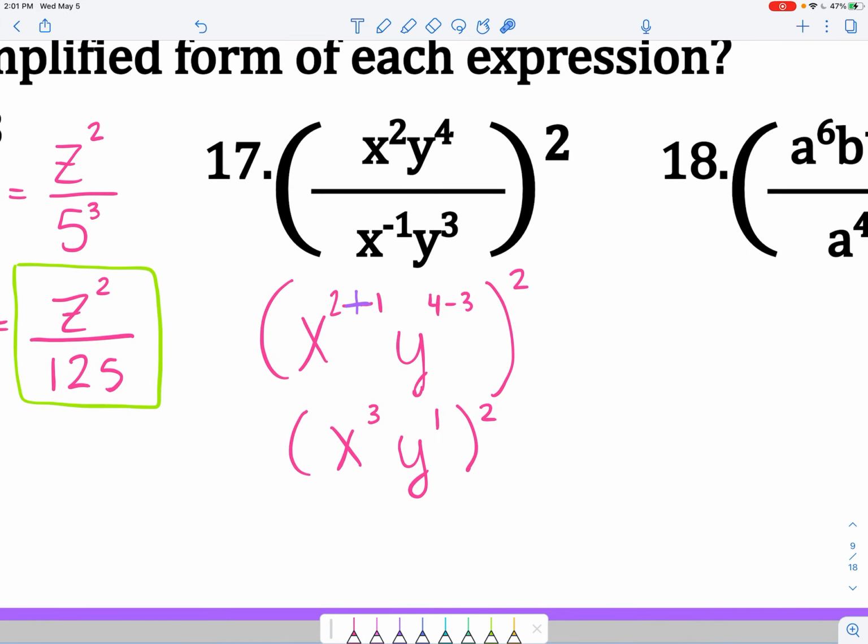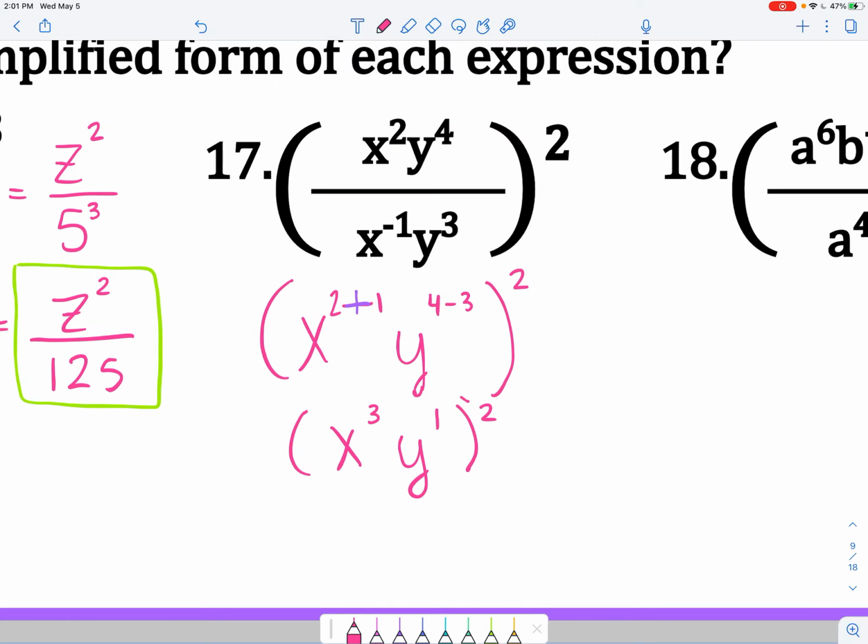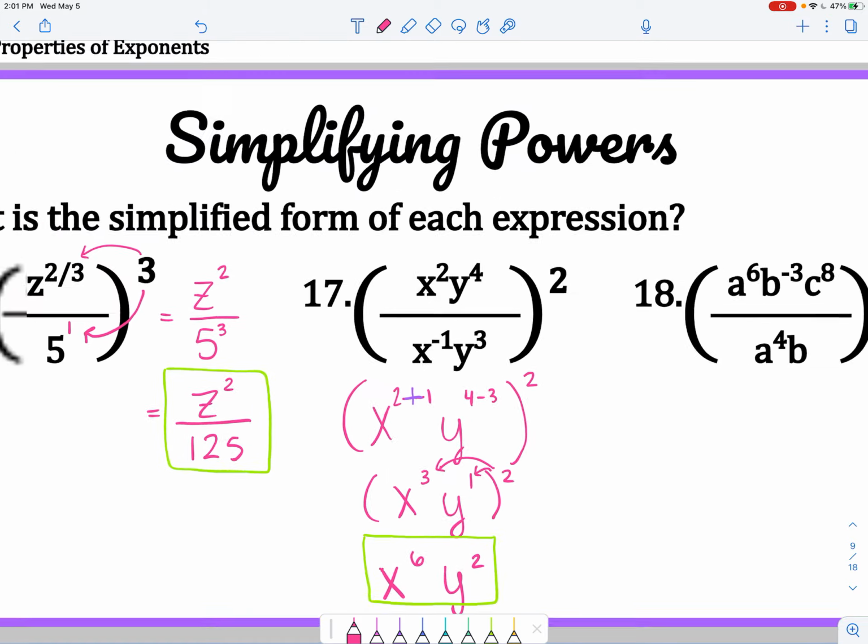And now I actually have, rather than a power of a quotient, a power of products. I still do the same thing though. I'm taking this outermost exponent and multiplying, and that's going to give me x to the positive 6 times y to the positive 2, and now I don't need the parentheses.